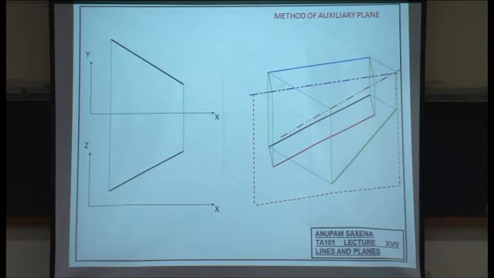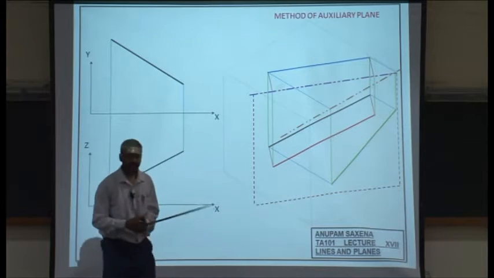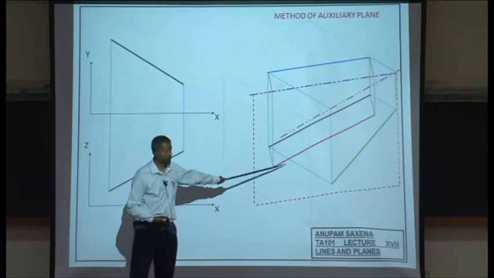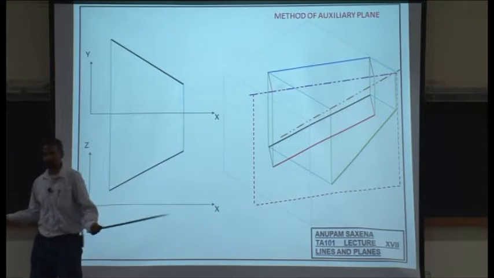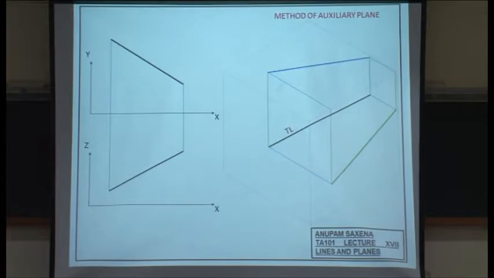Okay? So this is what I do. Okay? And if I flip it up, and if I have that red line contained on that plane, this one, I would be able to get the true length. Okay? All right? Let me go back and explain this again.